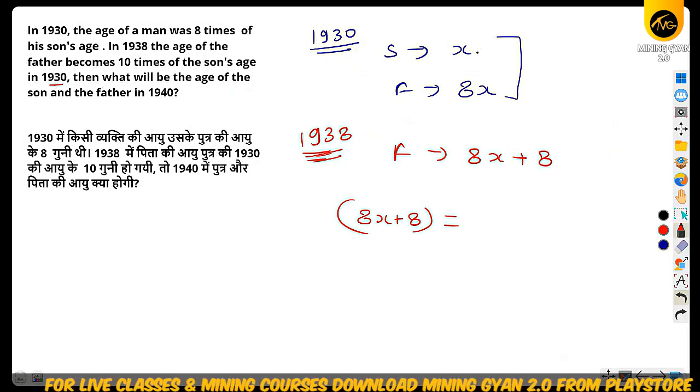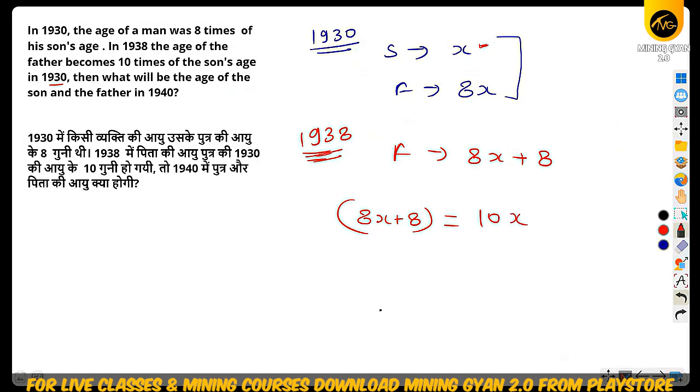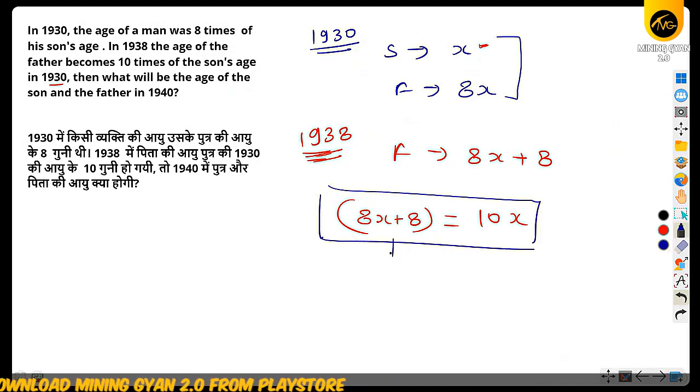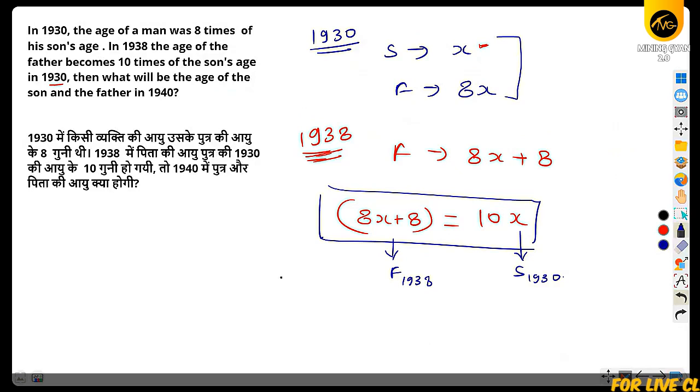So what is the son's age? In 1930 this is x. So just 10 into x, that means 10x. Is it clear? So basically in this question, this is our logical portion. This is father's age in 1938 and this is the son's age in 1930. Now just calculate the problem or solve the problem and you will get the value of x.